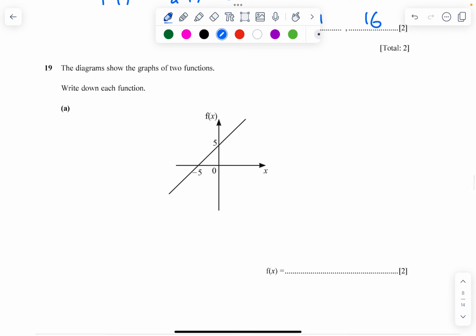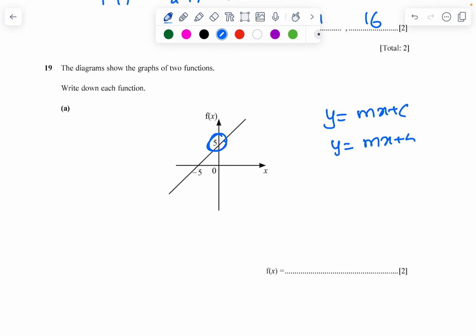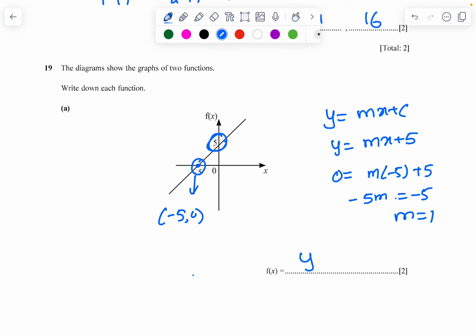The diagram shows two functions. Write down each function. So over here y equals to mx plus c. The y-intercept is 5, so y equals to mx plus 5. Now this point is minus 5 comma 0. So plug in 0 equals to m times negative 5 plus 5. Negative 5m equals to negative 5, m equals to 1. So what will be the equation? Y equals to x plus 5.